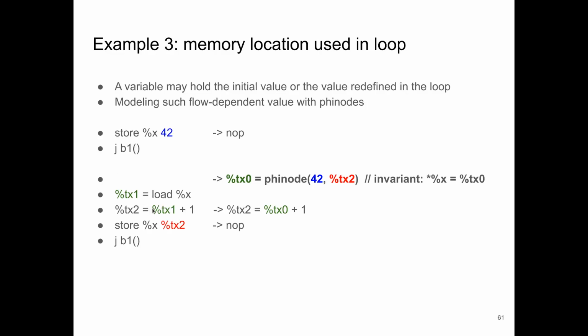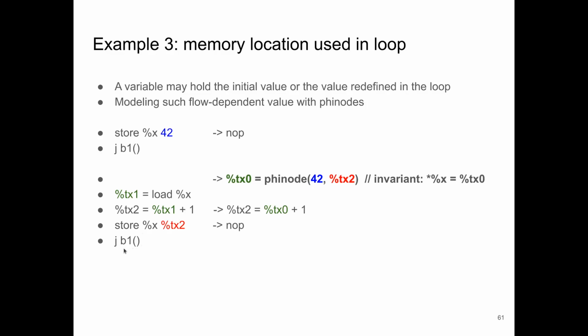And we add 1 to this tx1 and get tx2. In the first iteration, the value of this tx2 should be 43, because 43 is 42 plus 1. And at this line, we are going to store the value tx2 into x. And as a result, x becomes 43 in the first iteration.